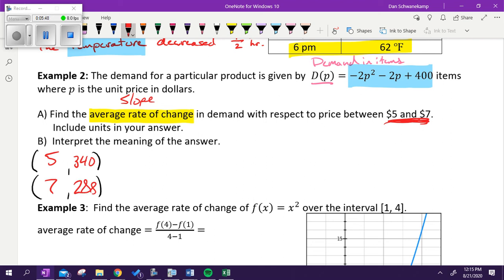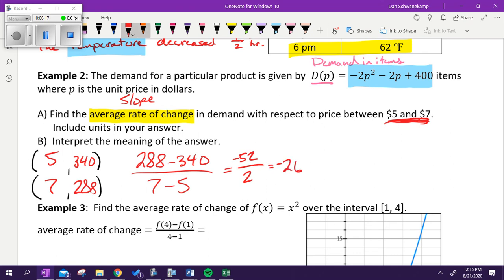So then we're setting up slope here. Okay, so if I'm setting up slope here, Zachary, what's that going to look like? 288 minus 340 over 7 minus 5. Wonderful. Plug that in. We're going to simplify 288 minus 340. That'd be negative 52. 7 minus 5, that'd be 2. Again, you don't have to simplify, but you can simplify this. What's negative 52 divided by 2 going to give me? Negative 26. We need some units.